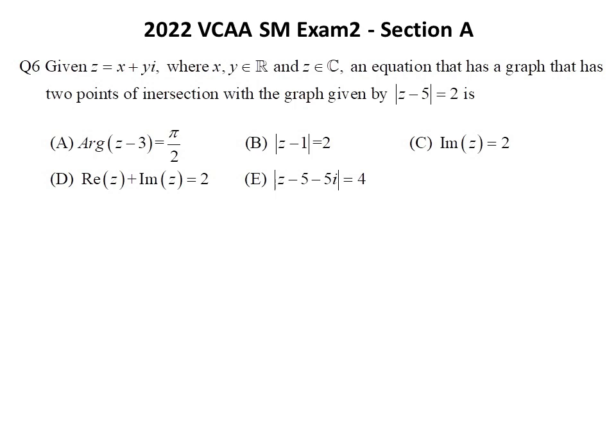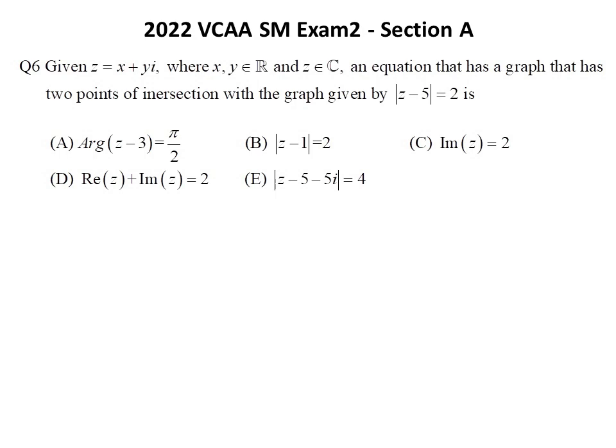Welcome to this VCAA Specialist Math exam paper series. This is section A of 2022 exam 2 paper. There are a total of 20 multiple choice questions in section A and 6 extended response questions in section B. In this video, we will present question 6 to question 10 in section A.